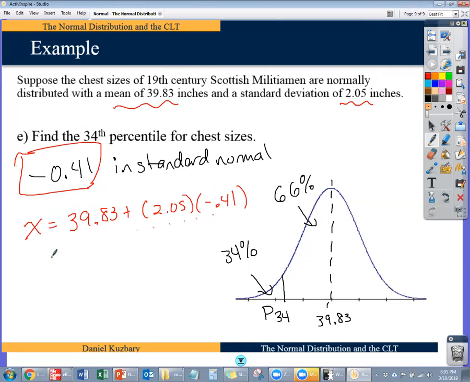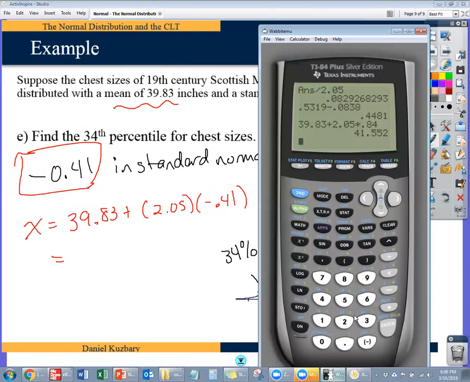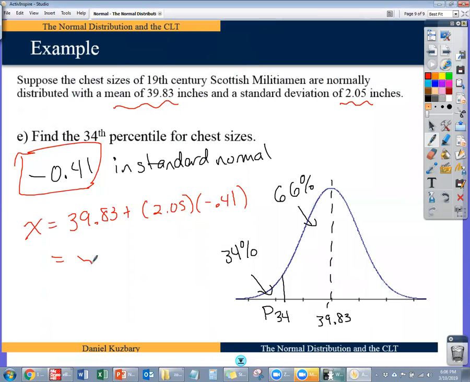Now I want to put it in a calculator with those parentheses so that negative doesn't mess with me. So 39.83 plus 2.05 times negative 0.41. Make sure you use this negative sign, not the minus sign. It gets mad at you when you use the minus sign as a negative. And my answer is going to be 38.99 inches. And maybe in practice you'd want to round that up to 39 even. It's very, very close. But this is my 34th percentile.